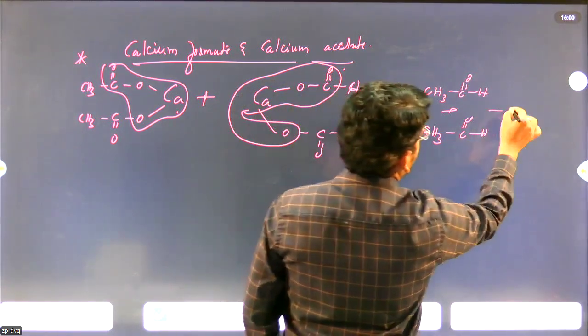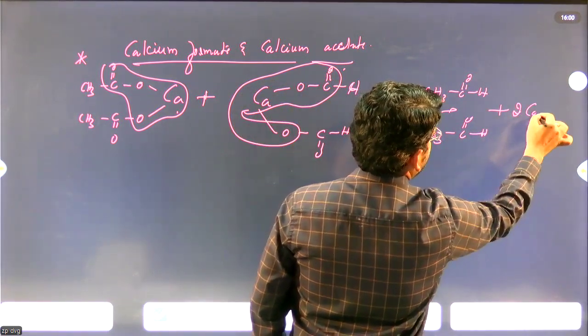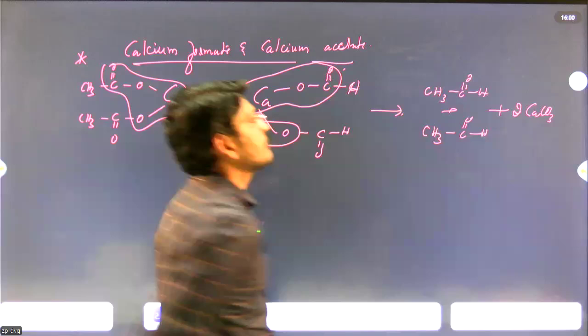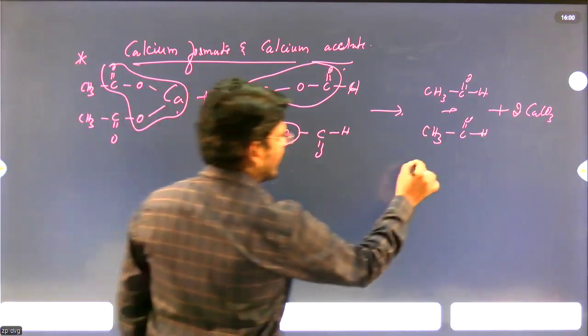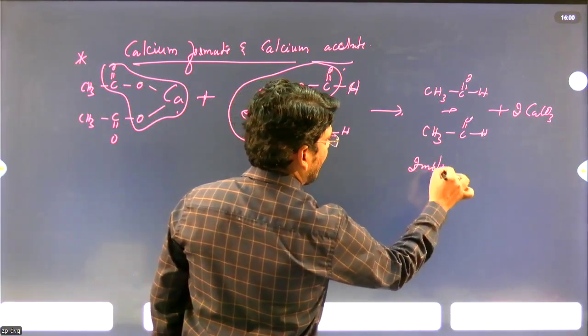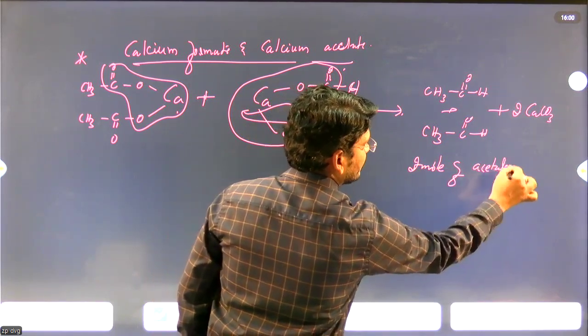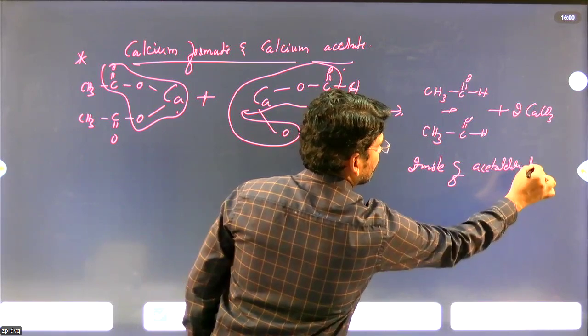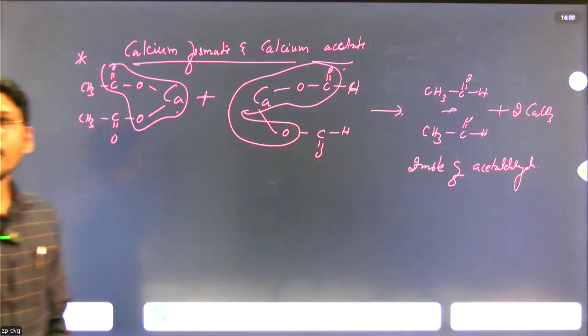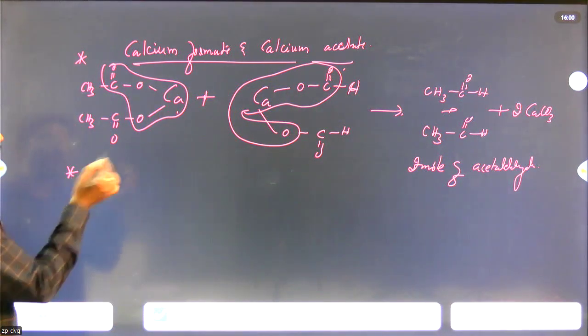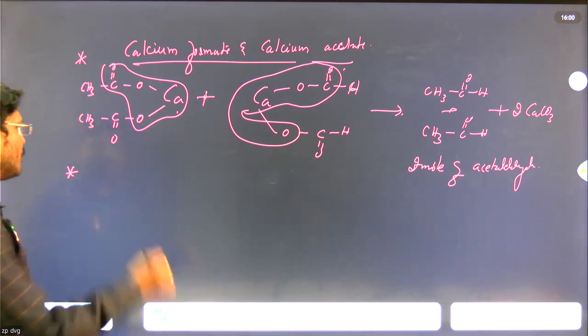So by the removal of 2 moles of calcium carbonate, we can get 2 moles of acetaldehyde, 2 moles of water, acetaldehyde. These are some of the important preparations.